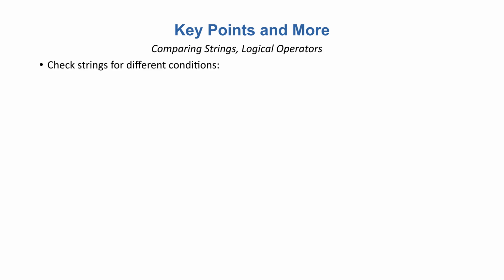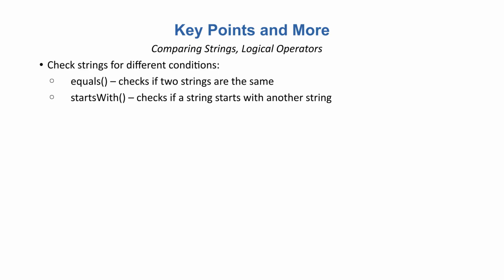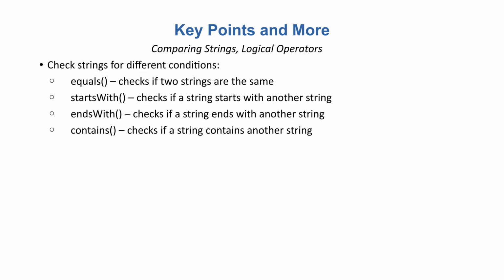Key points and more, comparing strings and logical operators. Use these methods to check strings for different conditions. Use equals to check if a string is the same as a string in the parentheses. Use starts with to check if a string starts with the string in the parentheses. Use ends with to check if a string ends with the string in the parentheses. Use contains to check if a string contains the string in the parentheses.